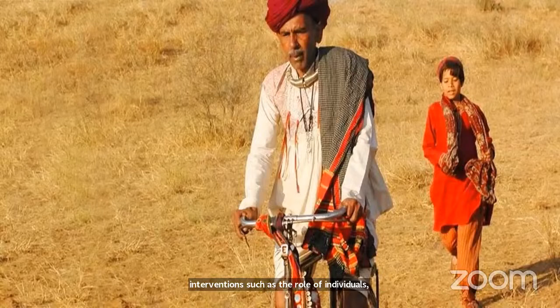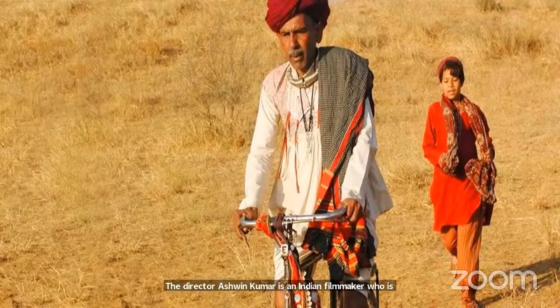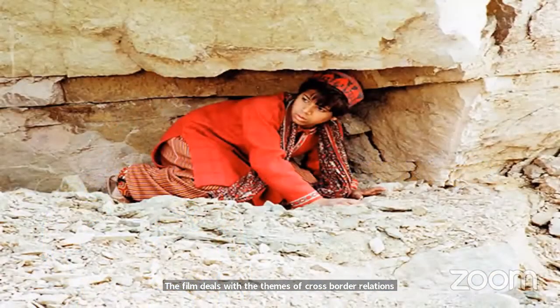The director Ashwin Kumar is an Indian filmmaker who is known for his independent and unconventional approach to filmmaking and his focus on social and political issues. He was nominated for an Academy Award for Little Terrorist and was also honored by the Indian government with the National Film Award. The film deals with the themes of cross border relations, conflict, and displacement between India and Pakistan.